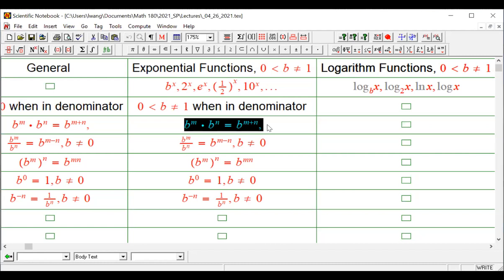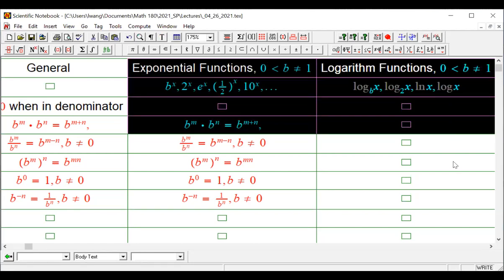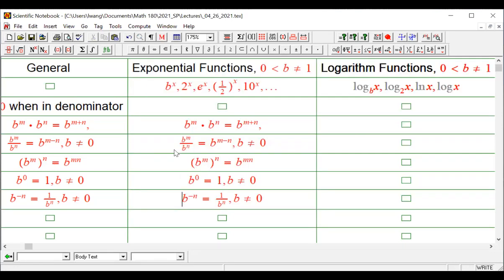I think this will be redundant, right? This already is satisfied because this is already satisfied. And for these kinds of b's, b larger than zero, not equal to one, then the respective property that corresponds to this one corresponds to the product for all of these properties.